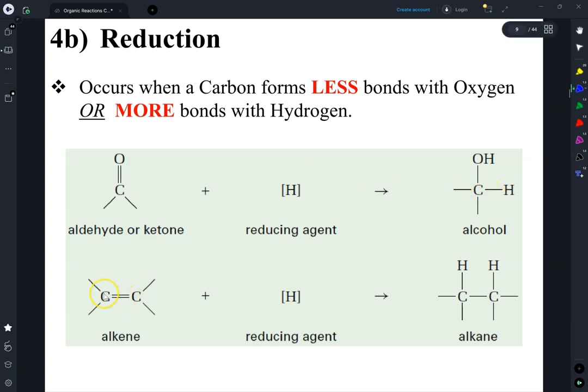In this example, none of the carbons are bonded with oxygens or hydrogens, but after the reduction process, we now have formed more bonds with the hydrogen. So just remember that you don't have to make less bonds with oxygen and more bonds with hydrogen. As long as one of these situations has occurred, we say that the hydrocarbon has been reduced.